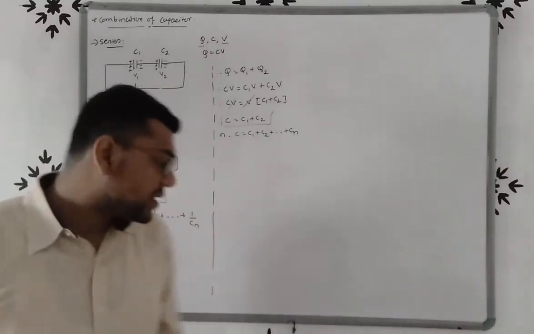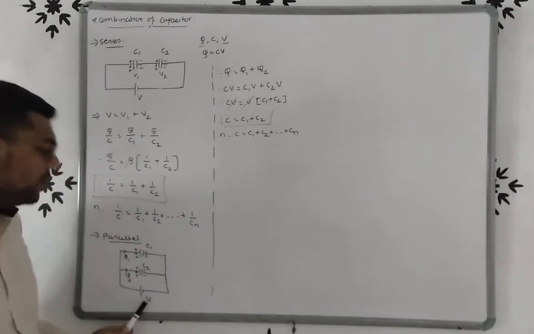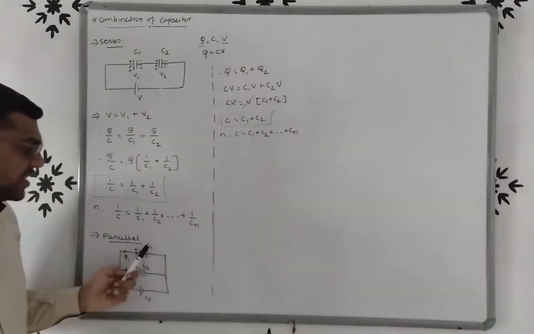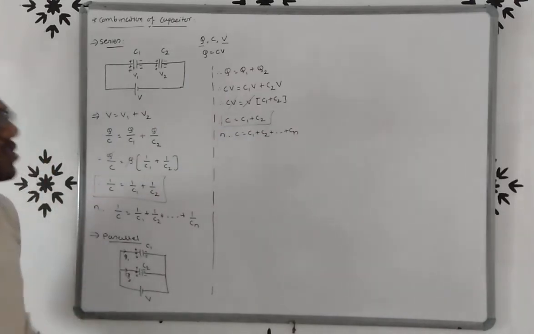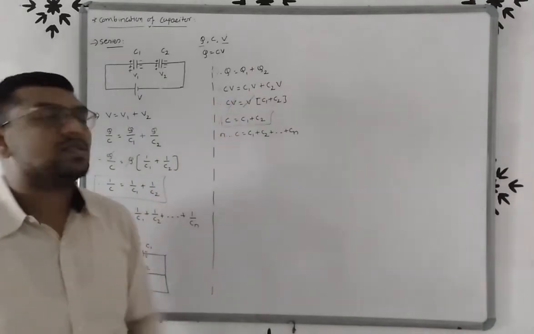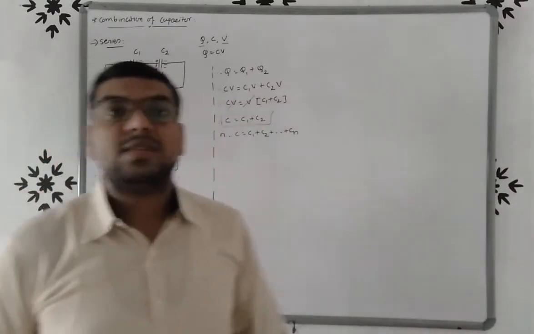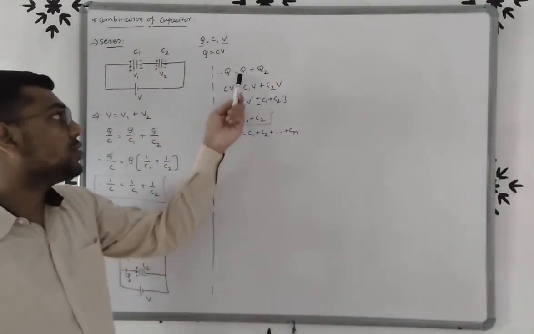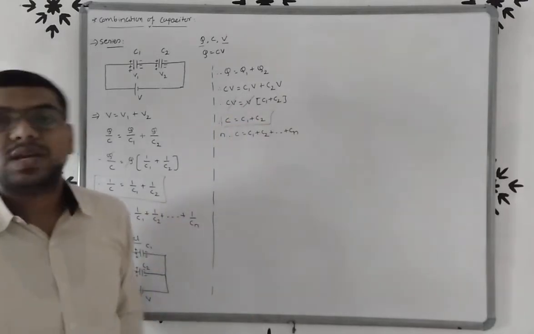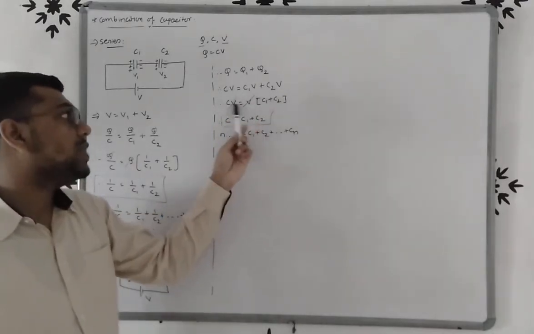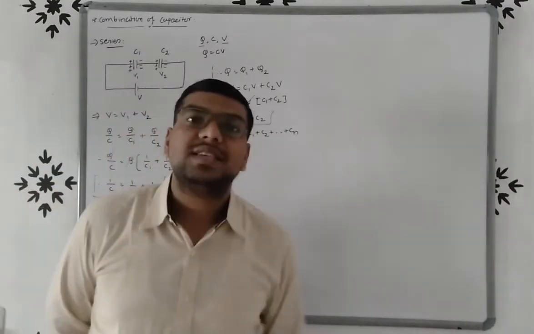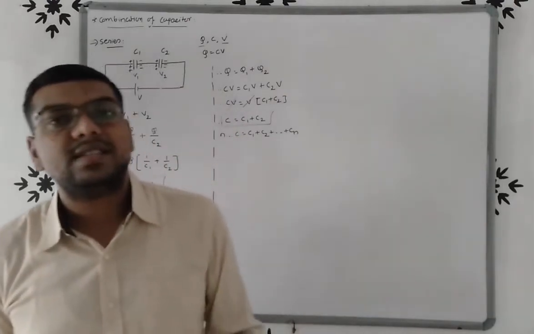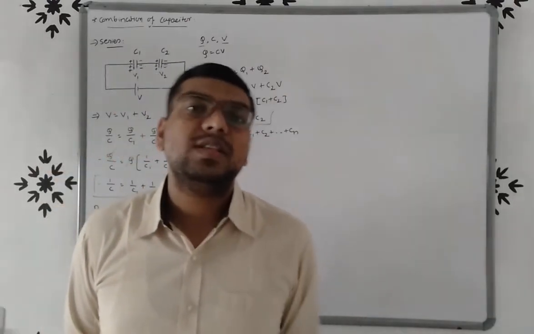For parallel combination, we know that V will always remain the same, so Q changes. So for capacitor C1 charge is Q1, for C2 charge is Q2. So Q is equal to Q1 plus Q2. But we already know that Q is equal to CV, right? So CV is equal to C1V plus C2V. So here we take V common, so V cancels. So for parallel combination C is equal to C1 plus C2. If there are n number of capacitors, then C is equal to C1 plus C2 and so on up to Cn, right.